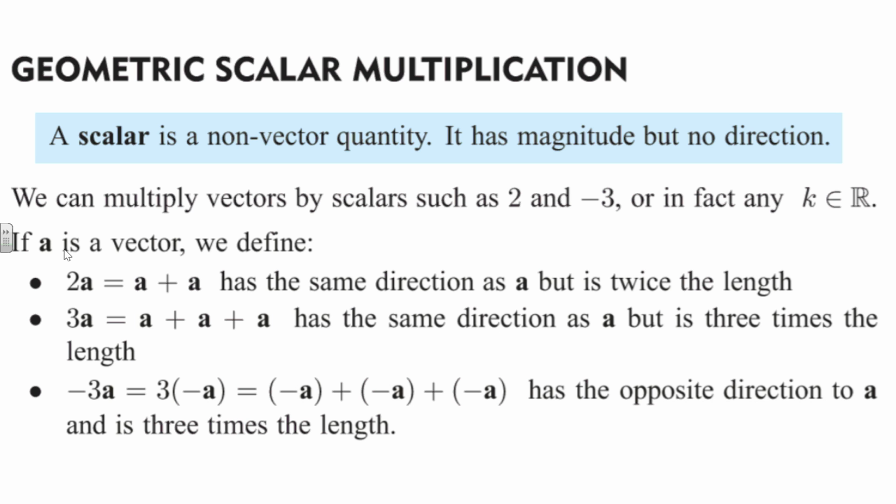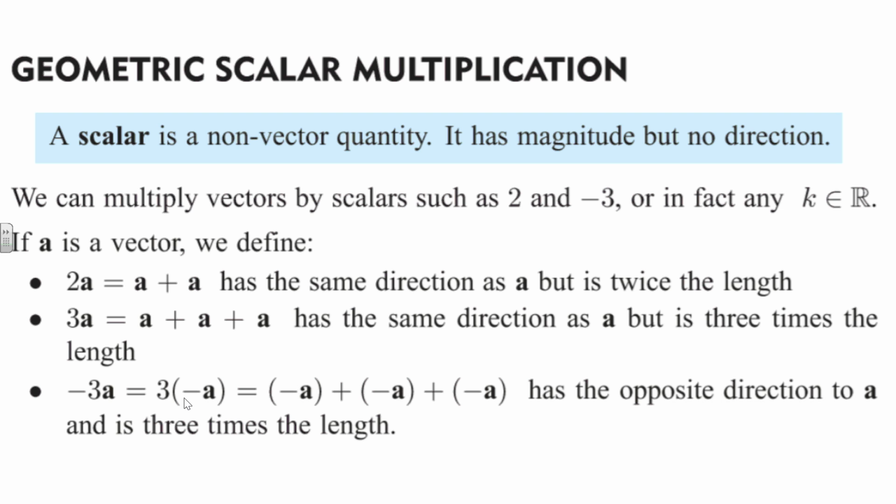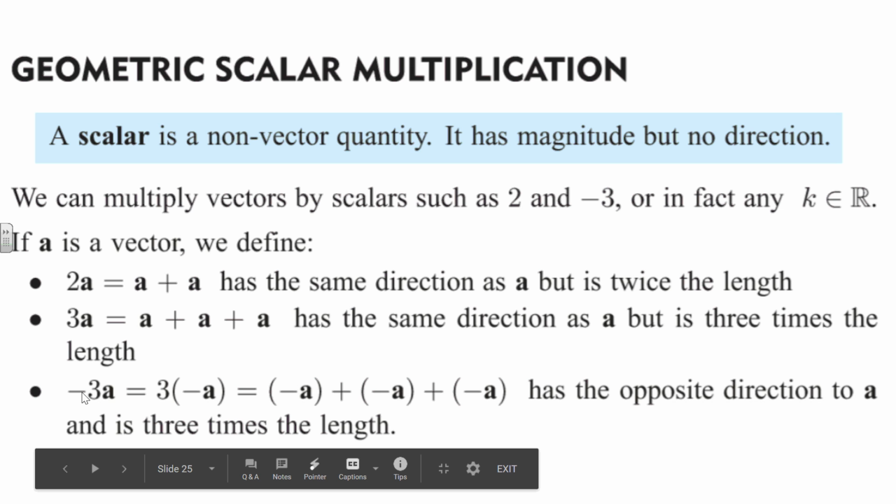So if I have vector A, and then I do 2 times vector A, well, that's going to have the same magnitude as A plus A, because A plus A is 2A. And it's going to go in the same direction as A. 3A, same thing. Negative 3A is going to be the same idea, except it's going to change direction because I am multiplying by the negative there. So negative 3A equals negative A plus negative A plus negative A.